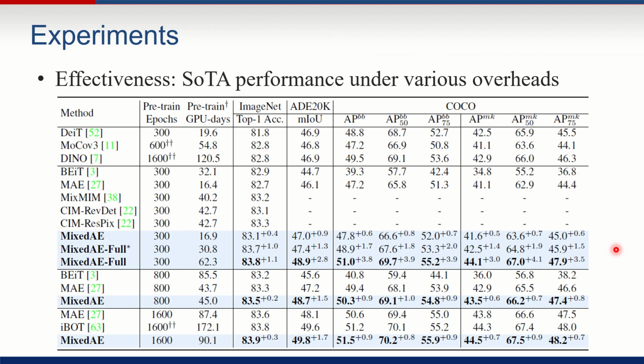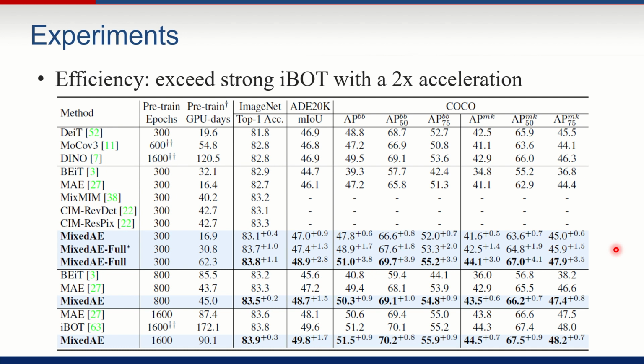Although simple, our ImageNet pre-trained mixed autoencoder can achieve competitive performance under various pre-training epochs and overheads. Mixed autoencoder demonstrates superior training efficiency. It achieves the best performance-computation trade-off among MIM and augmentation methods. Moreover, it can even exceed the strong iBOT baseline with a 2 times pre-training acceleration.